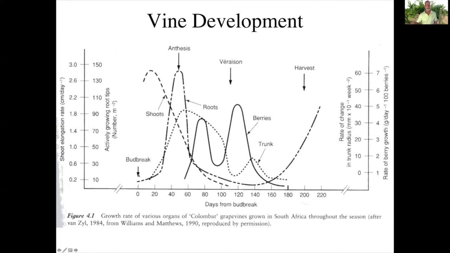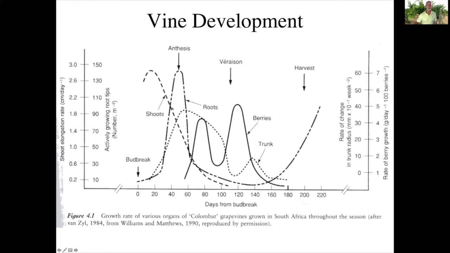But in the beginning, when we have bud break, so here we have shoot elongation rate. On this axis here, we have changes in the trunk radius, and then the rate of berry growth, and actively growing root tip. So we have an increase in activity going in this direction. And as we start out on days after bud break here, we see that bud break is the first thing to happen, and it continues to grow very rapidly.